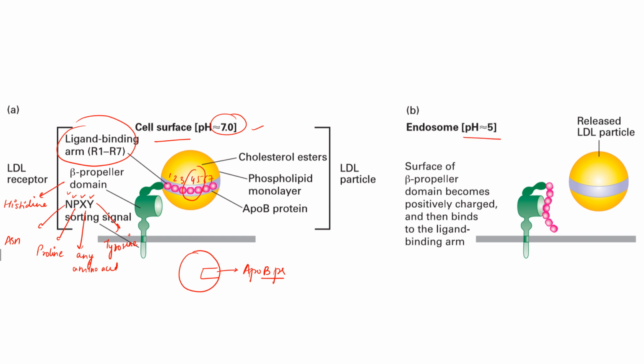At pH 5, the histidine residue of the beta propeller domain becomes protonated and it binds to the ligand binding arm with high affinity, and thus the LDL particle is released from the ligand binding arm. The ligand binding arm contains negative charge which binds with high affinity to the protonated histidine residue in the beta propeller domain. Here it is negative charge and the beta propeller domain due to protonated histidine is positively charged, which causes the release of LDL particle.